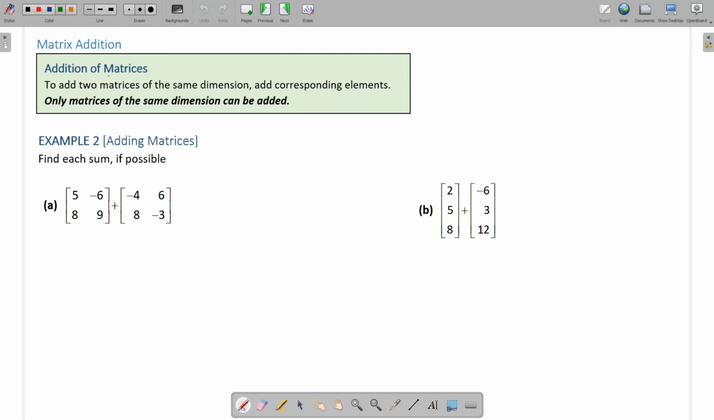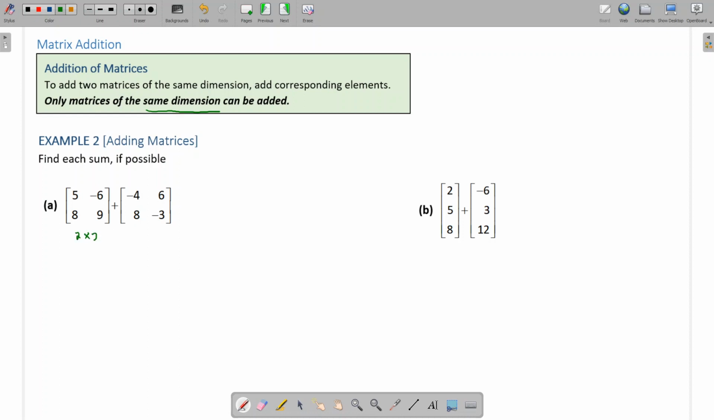Okay, our first operation that we want to perform on matrices is addition. In order to add two matrices, that can only be done if they have the exact same dimension. So if they don't have the same dimension, you just can't add them. If they do have the same dimension, then the way you add them is exactly what you would expect. You simply add the corresponding components together.